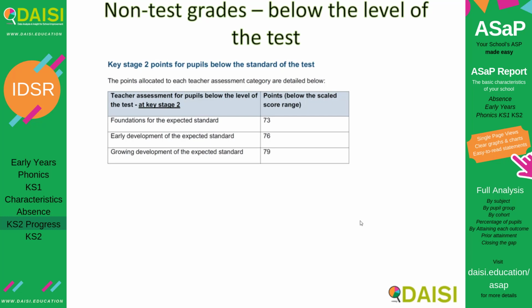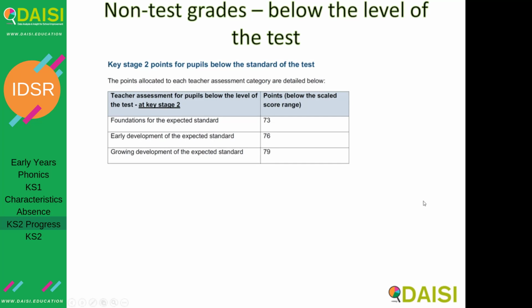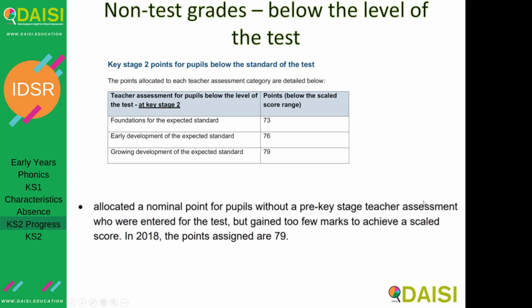But what about pupils who get entered into the test and don't get 3 marks? Well, this has changed over the last 2 years. Now, all of those pupils will get 79, which gives me a question. Let's say you have a pupil who finds the Key Stage 2 study challenging, but on a good day might get 5 raw marks. Should you enter them into the test?